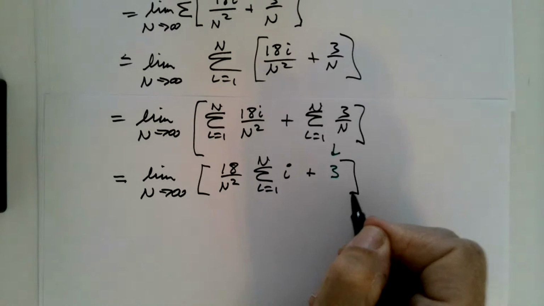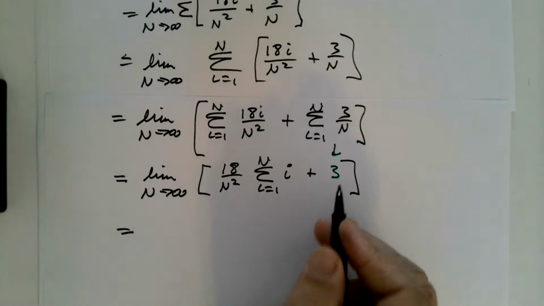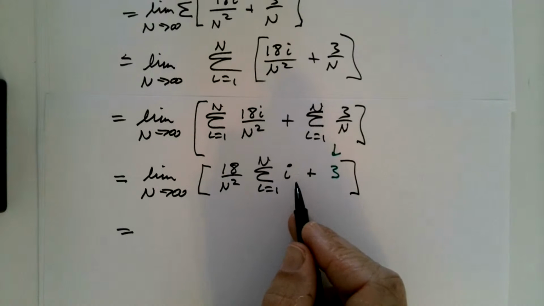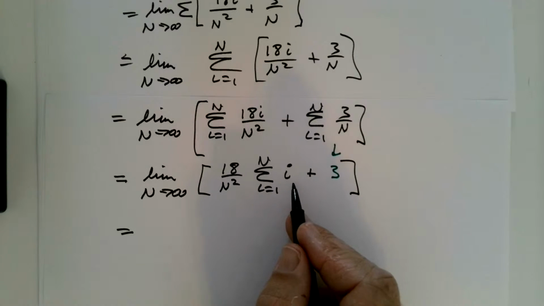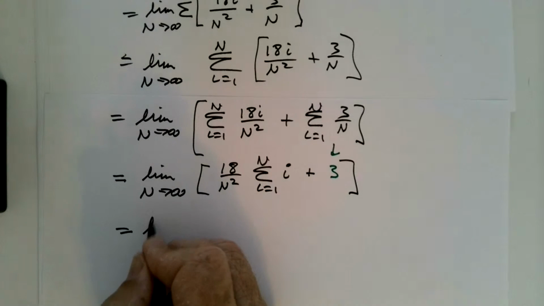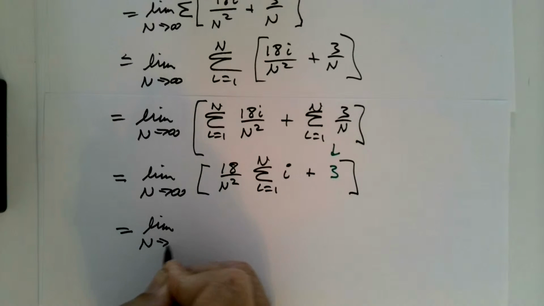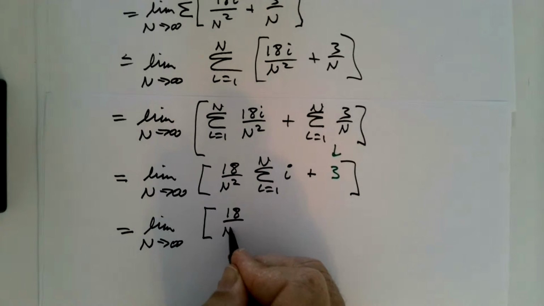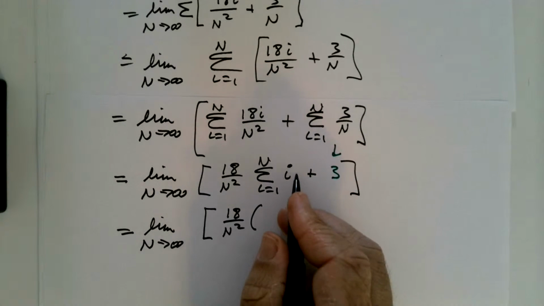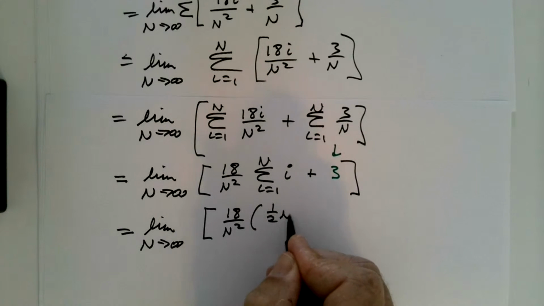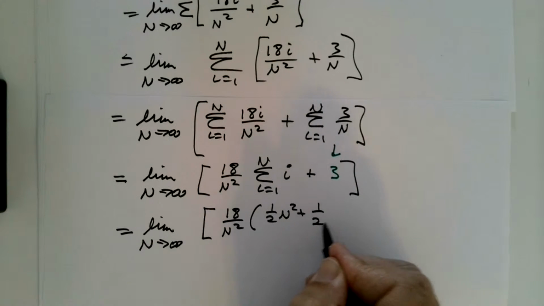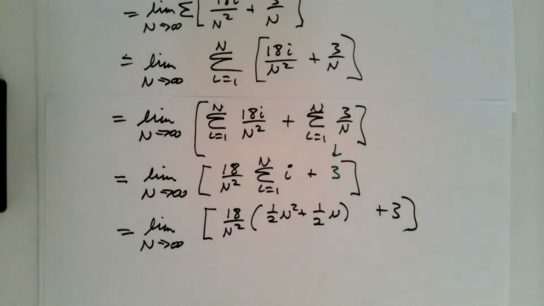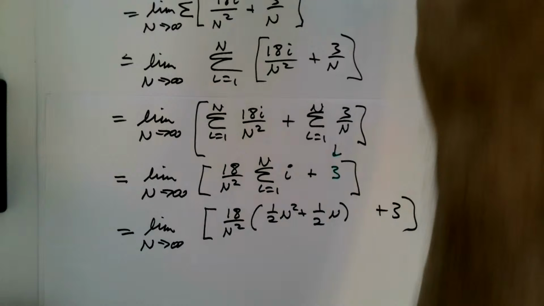Now you'll recall that I gave you the formula for the sum as i goes from 1 to n of i. It was a half n squared plus a half n. So I will say this is the limit as n goes to infinity of 18 over n squared times a half n squared plus a half n, plus this 3. And then we'll see where we are now.